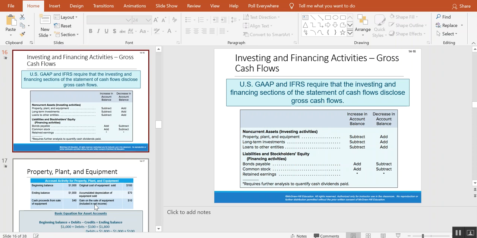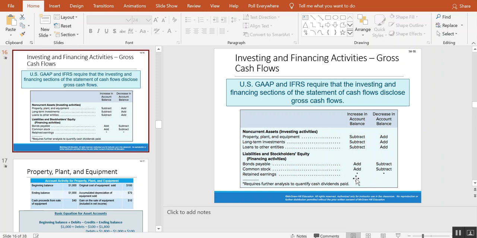So other accounts, non-current assets, these are long-term assets. If we have an increase in those, we're talking about plant, property, and equipment, long-term investments, or loans. Any increase is going to be a reduction in cash. However, if they decrease, we're going to add that to cash. Likewise, any liabilities and stockholders' equity changes are going to be the opposite of these. So if we increase bonds payable, we're going to add that to cash because we're issuing more bonds. If we reduce those, we're going to reduce cash because we're paying them down.